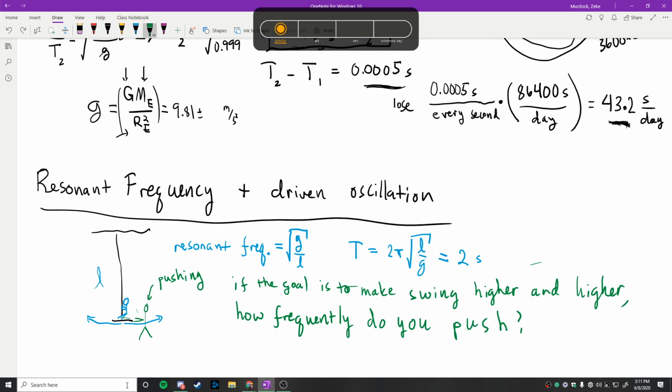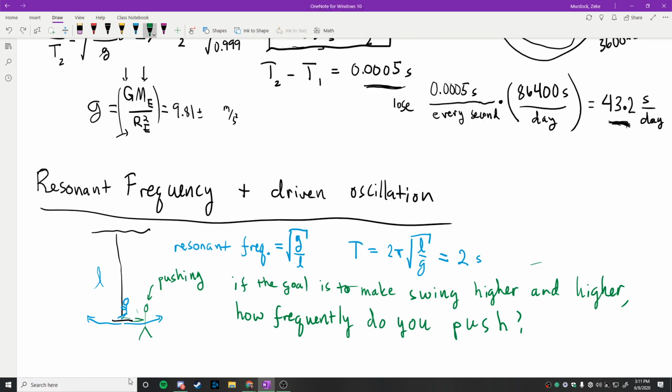So then you realize, oh, I don't want to push them every second. I push them when they're here, to get them going. They swing this way, and then they swing back to here, and then back to here again, and at this point, you push them again. And that whole time takes 2 seconds. So you start from here, you give them a push, they swing this way, and swing back, and at that moment, you give them a force again. Every 2 seconds. The answer is every 2 seconds, you need to push them.